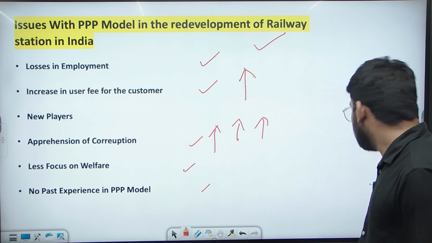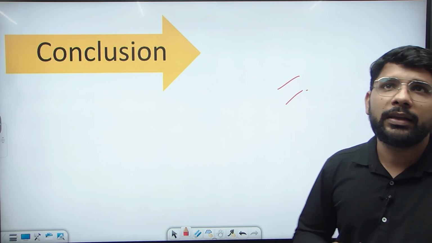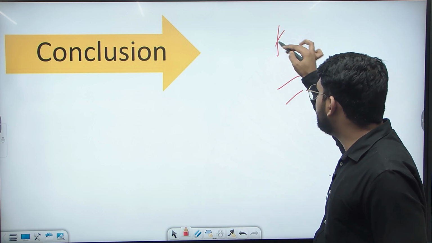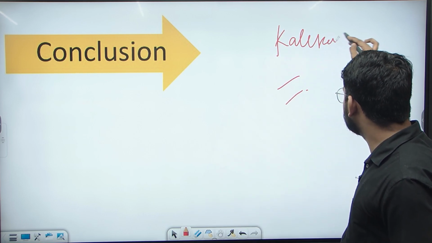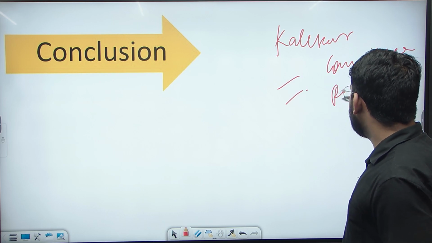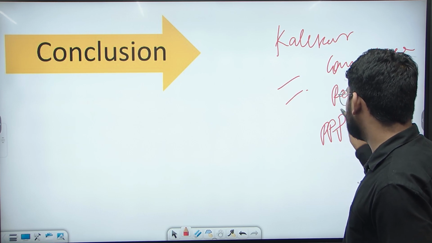Now let's see the conclusion. What will you write in the conclusion? In the way forward, you can write about the Kelkar Committee report. With respect to railway development and the public-private partnership, you can mention the Kelkar Committee report there.